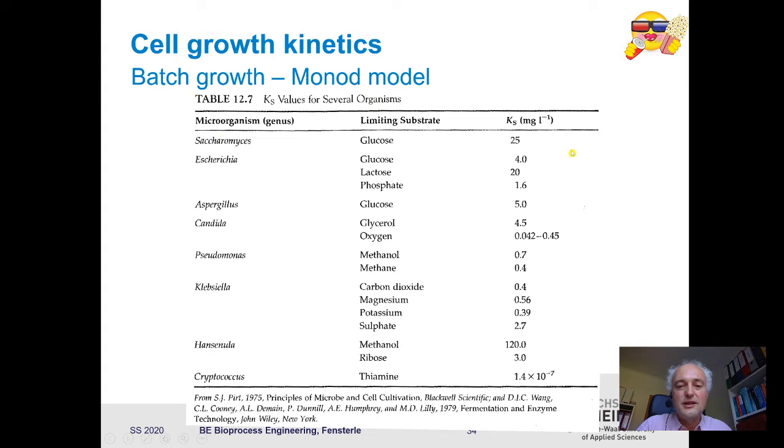So you see in case of Saccharomyces we're at 25 milligrams per liter. E. coli, we are at 4 milligrams per liter. Of course, it depends on what we have as a limiting factor. So you see phosphate is very efficiently taken up. So you see a certain range of Ks values. So hard substrates have higher Ks values, while for glucose as an easy substrate, the Ks values are low.